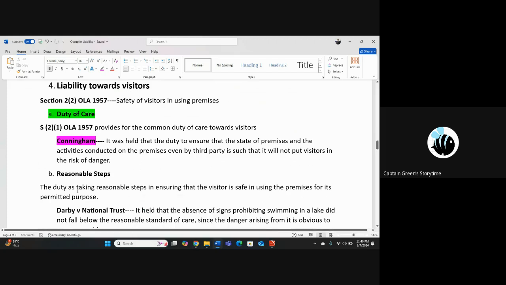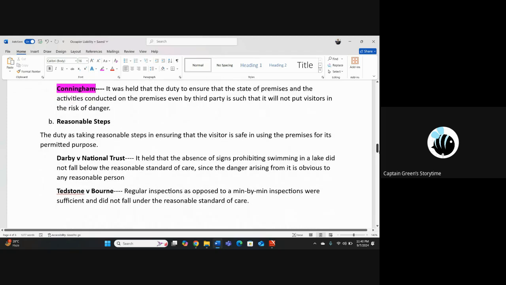Now, moving on to reasonable steps, the second factor in the duty liability. The duty is taking reasonable steps in ensuring that the visitor is safe while using the premises for its permitted purpose. For example, there is a swimming pool in your house and you have made a party for your kid who is inviting his friends. Now you have the duty to put up signboards or take any reasonable steps to prevent any person from drowning in the swimming pool. These are the reasonable steps to be taken.